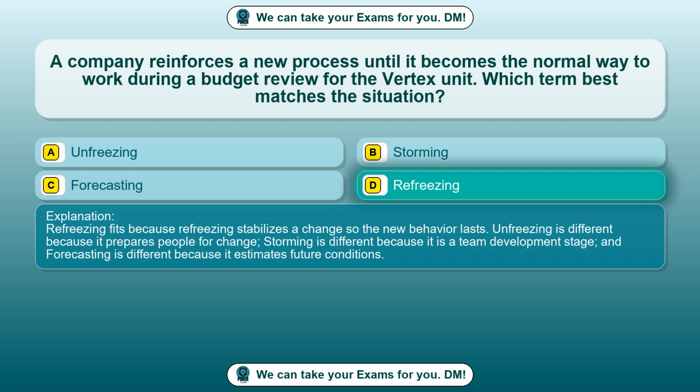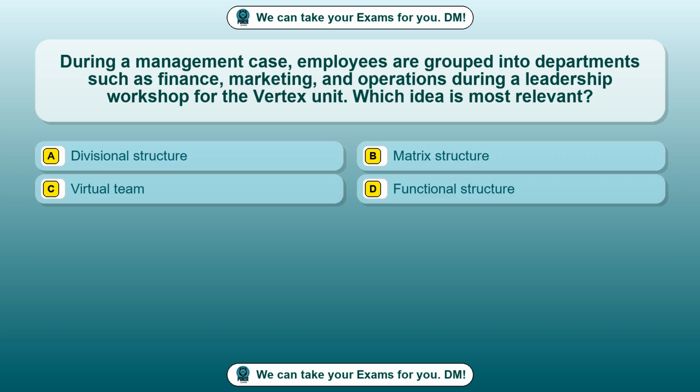Refreezing fits because refreezing stabilizes a change so the new behavior lasts. Unfreezing is different because it prepares people for change. Storming is different because it is a team development stage, and forecasting is different because it estimates future conditions. Question 92.